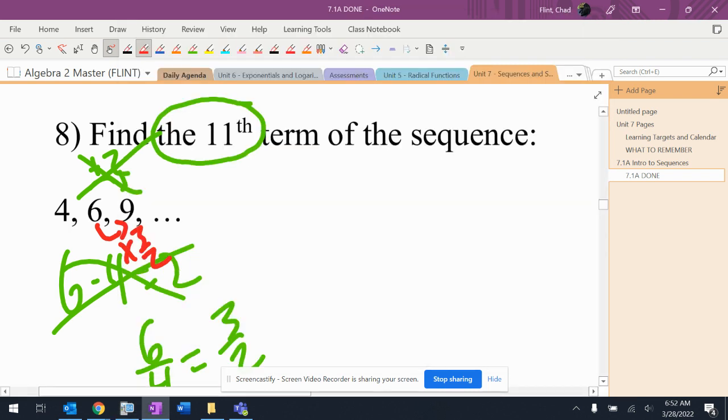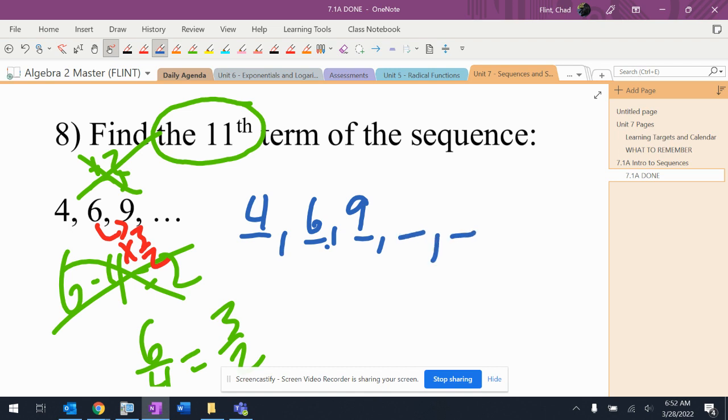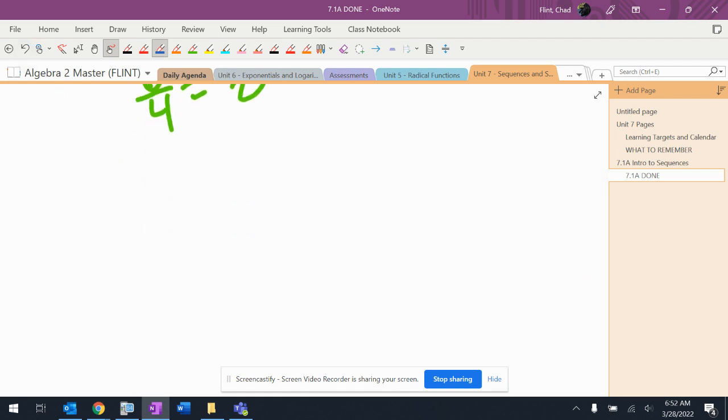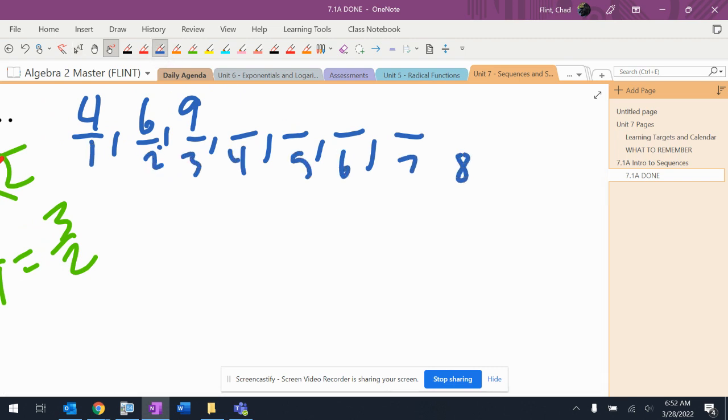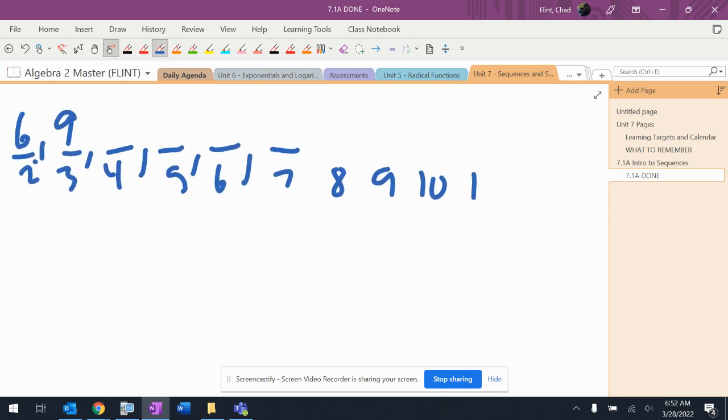So now here's a situation. Right now, I have 4, 6, 9. I can put blanks under there, I guess. That's 1, 2, 3, 4, 5, 6, 7. Don't want to do that. Of course it did that. 1, 2, 3, 4, 5, 6, 7, 8, 9, 10, 11.